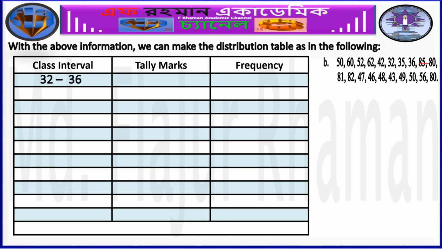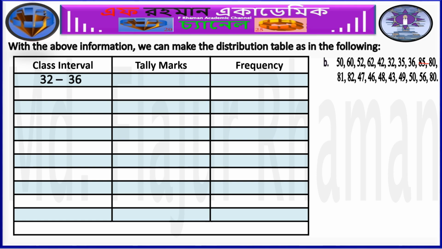and the first class is 32 to 36. If you count 5 with your fingers starting from 32, then we'll get the upper limit 36, such as 32, 33, 34, 35, 36, 5, and the upper limit is 36.